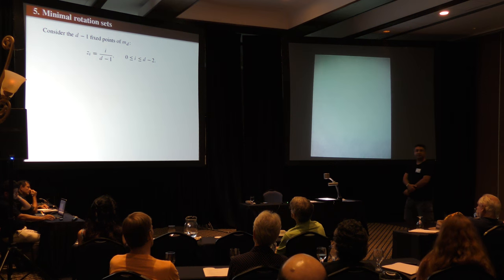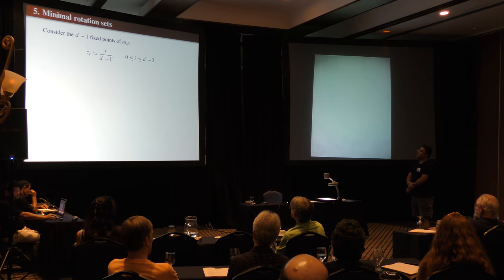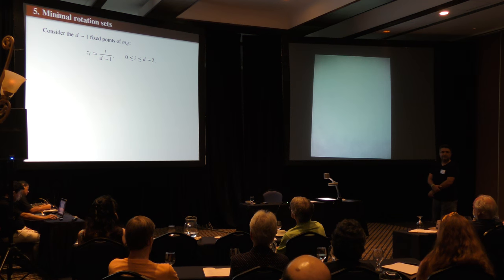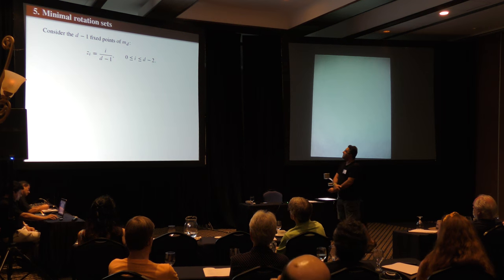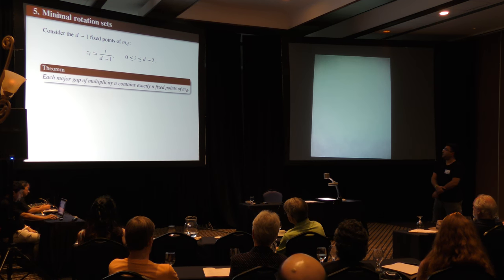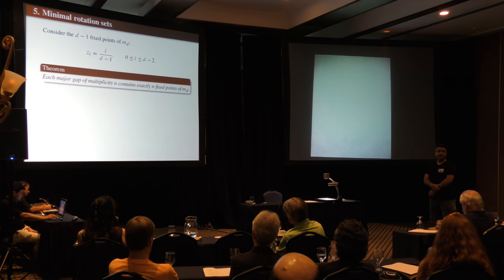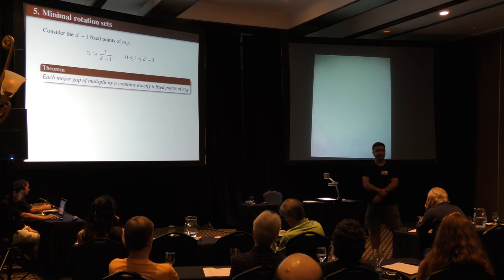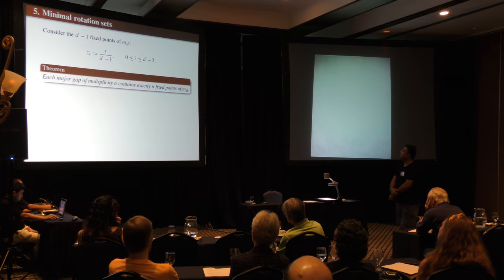Now, I need one more ingredient before I can state the result. Multiplication by d on the circle has d minus 1 fixed points, which are located at the d minus 1 roots of unity. And it's not difficult to show that every major gap of multiplicity n contains exactly n fixed points. This gives you another view on why, counting multiplicity, you must have d minus 1 major gaps.